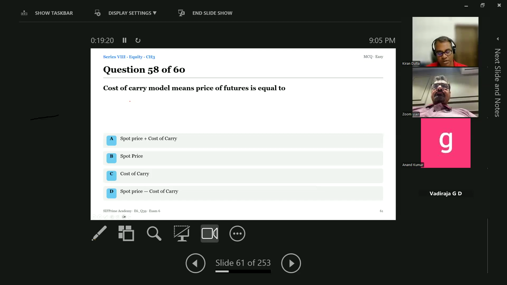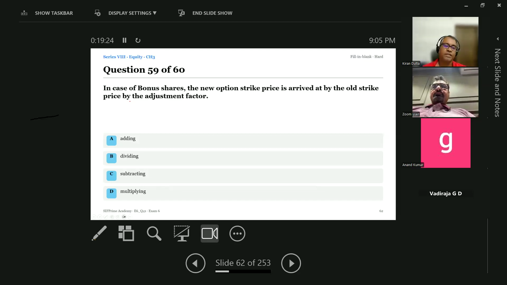Okay, now 59. This is a little interesting question. Please let's go through this. We have done the demerger thing. In the case of the bonus share, the new option strike price is arrived at by the old strike price by the adjustment factor. What should happen here in the case of bonus shares? Divide. Yes. It's dividing, not subtracting. We're talking about the adjustment factors, and mostly they will be dividing. Okay, cool.